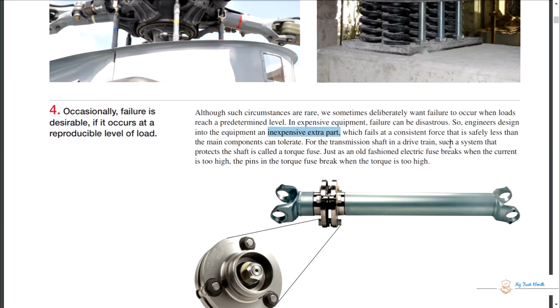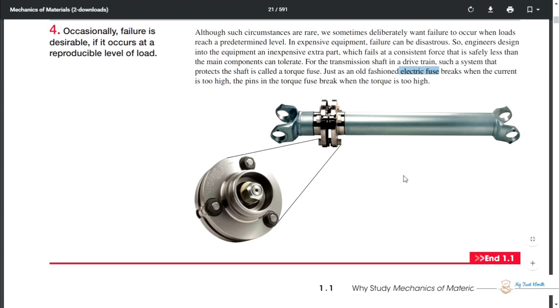In a drive train, such a system that protects the shaft is called a torque fuse. This is a torque fuse. You have heard of the fuse in electrical systems, electric fuse. When electricity is above some bearable voltage, then it fuses. And here also there is a torque fuse, just as an old-fashioned electric fuse. Wow, he has discussed that so well. This author is wonderful. Just as an old-fashioned electric fuse breaks when the current is too high, the pins in the torque fuse break when the torque is too high. So this is very interesting. So if loads exceed the bearable strength of this torque fuse, then it will separate and fail.